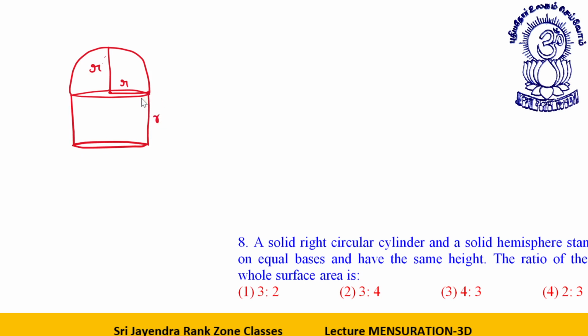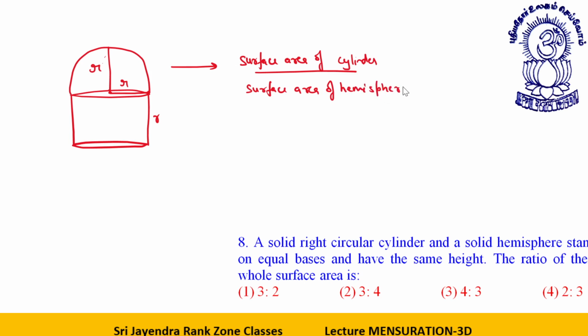Now the ratio of their whole surface area is: surface area of cylinder upon surface area of hemisphere. Think about it. What is the surface area of the cylinder? The surface area of the cylinder is 2 pi r in the bracket r plus h. Surface area of a hemisphere is 3 pi r square.